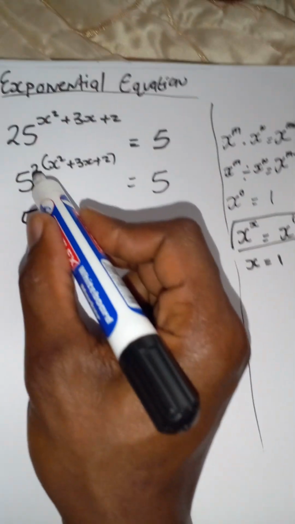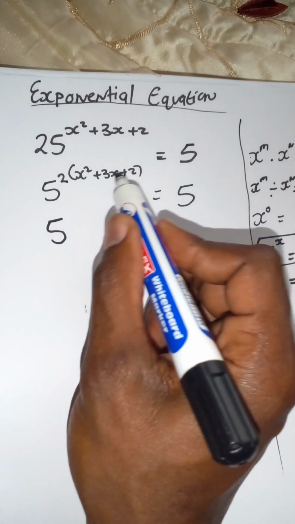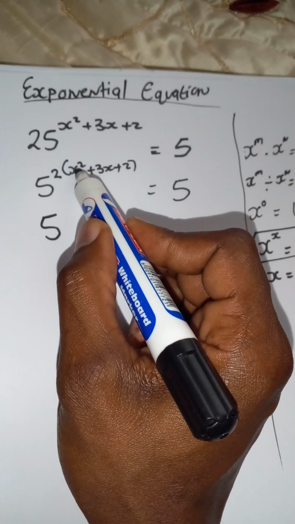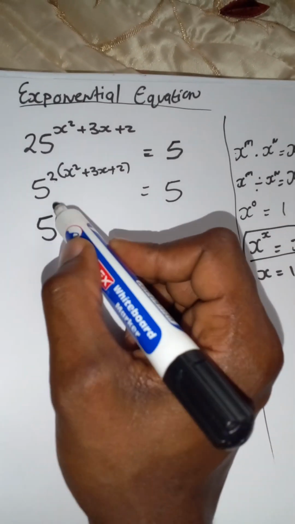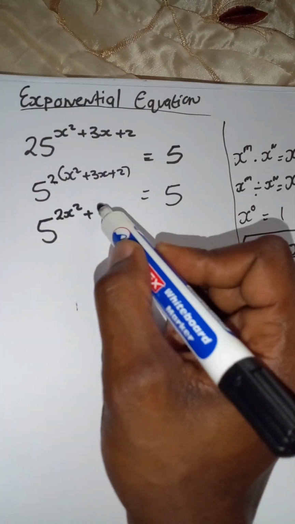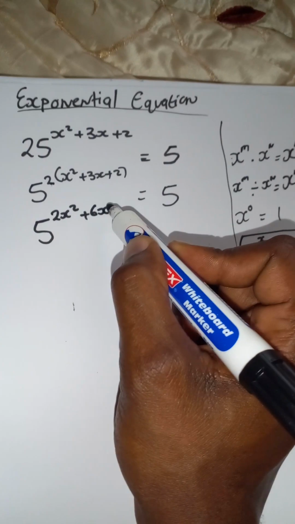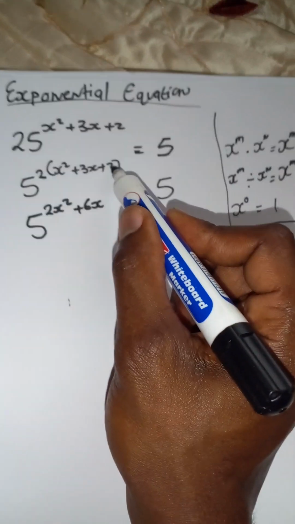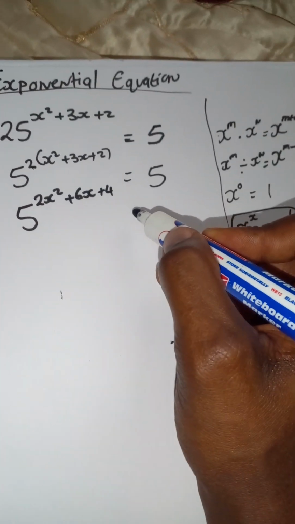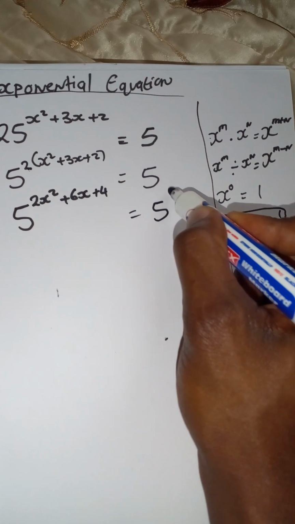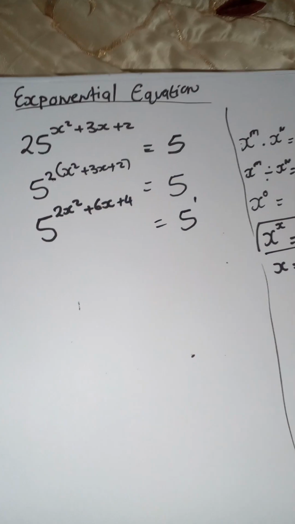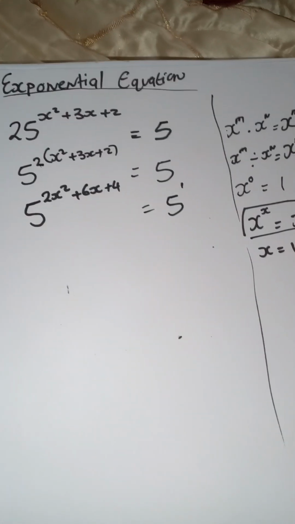There we have got 5. This number now must be distributed to every term in the bracket. 2 times x squared is 2x squared, plus 2 times 3x, guys, it's going to be 6x. Then 2 multiplied by this 2 gives us a 4. So then this one is equal to 5. You know, it is power 1. If a number is not raised to anything, it is always power 1.